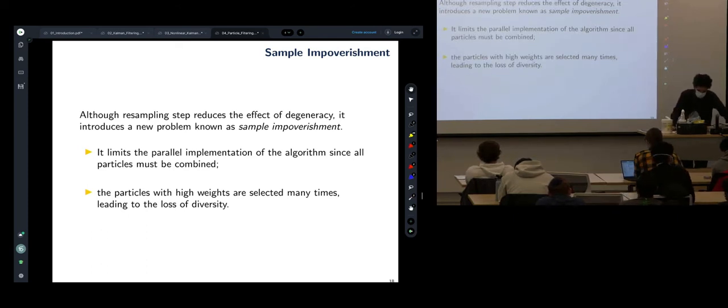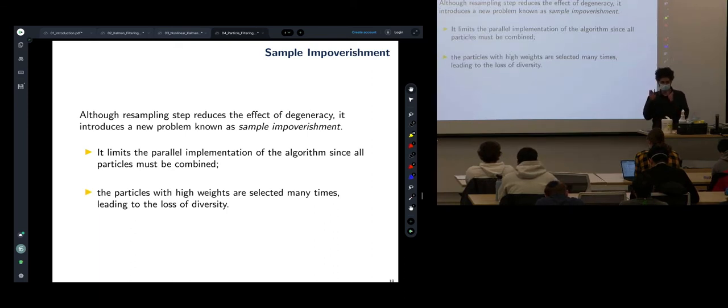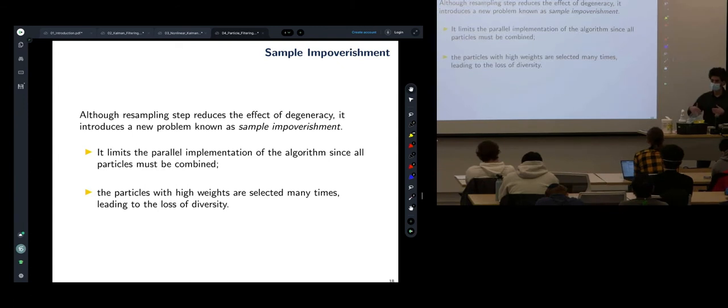Sample impoverishment basically is a new problem, but we're not going to fix that. We just ignore it. So resampling reduces the effect of degeneracy. That's the idea. And the idea is to pick the particles with higher weights and replicate them and get rid of particles with lower weights. This way, you can use a limited number of particles, a limited amount of resources, to run the simulation for a much longer time. Because you get rid of unlikely hypotheses and reproduce more likely ones. Okay? Does that sound like a good idea?